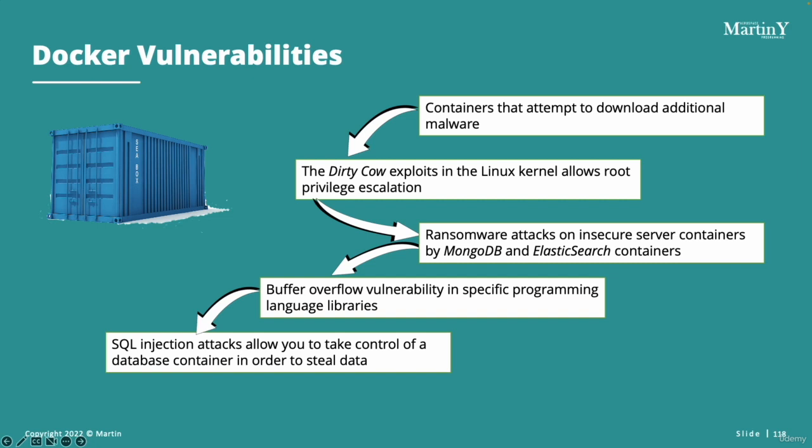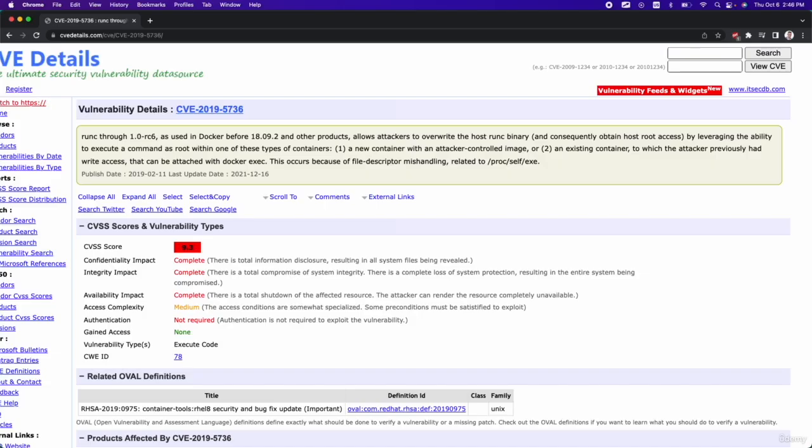Especially if you are working for a company providing financial services, this data could be quite valuable for you and for your business. One of the most critical vulnerabilities in Docker was discovered in 2019, and this is CVE-2019-5736. This vulnerability allowed attackers to overwrite the host runc binary and consequently gain root access to the host.